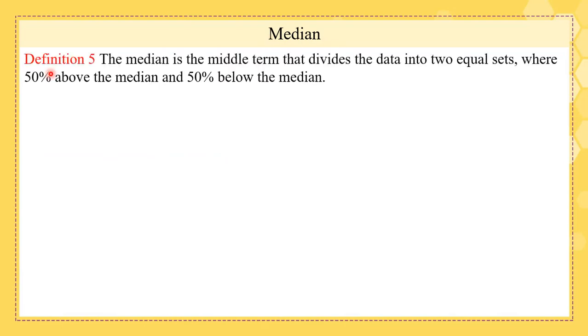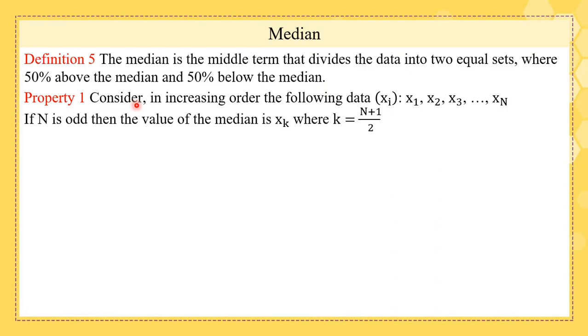Median. Definition. The median is the middle term that divides the data into two equal sets, where 50% above the median and 50% below the median. Property 1. Consider in increasing order the following data x1, x2, etc., xn. If n is odd, then the value of the median is x of index k, where k equals (n plus 1) over 2, where n is the index of the last variable.